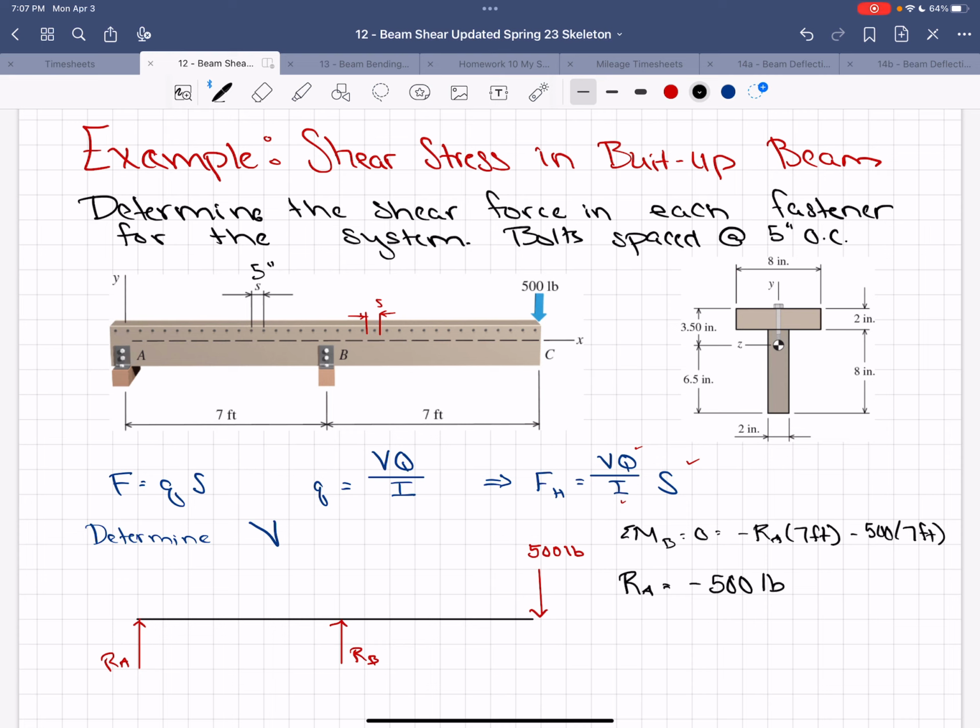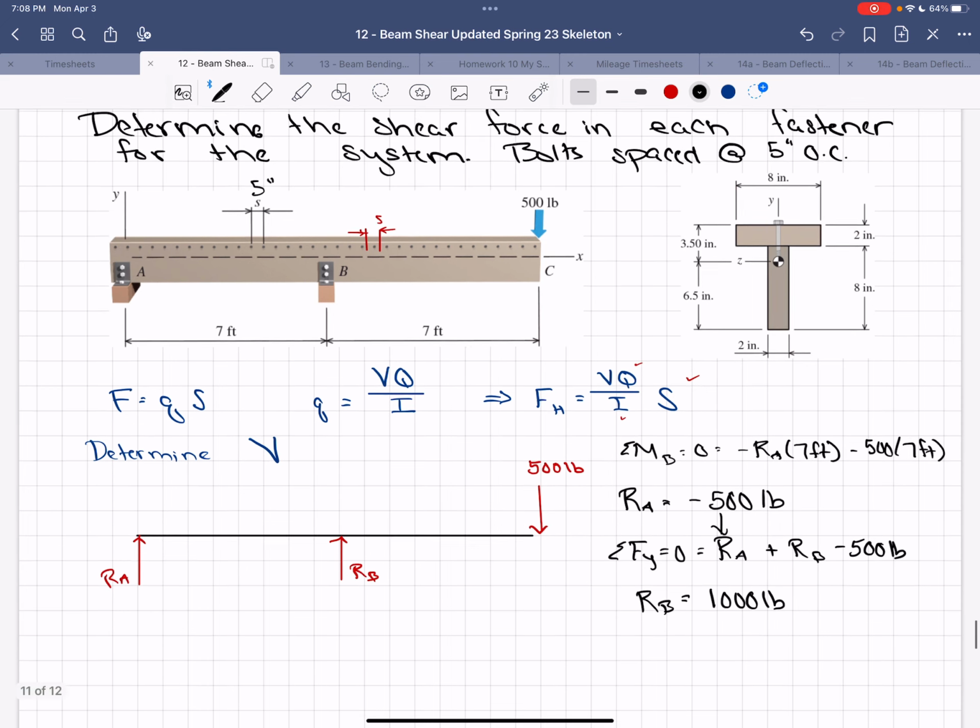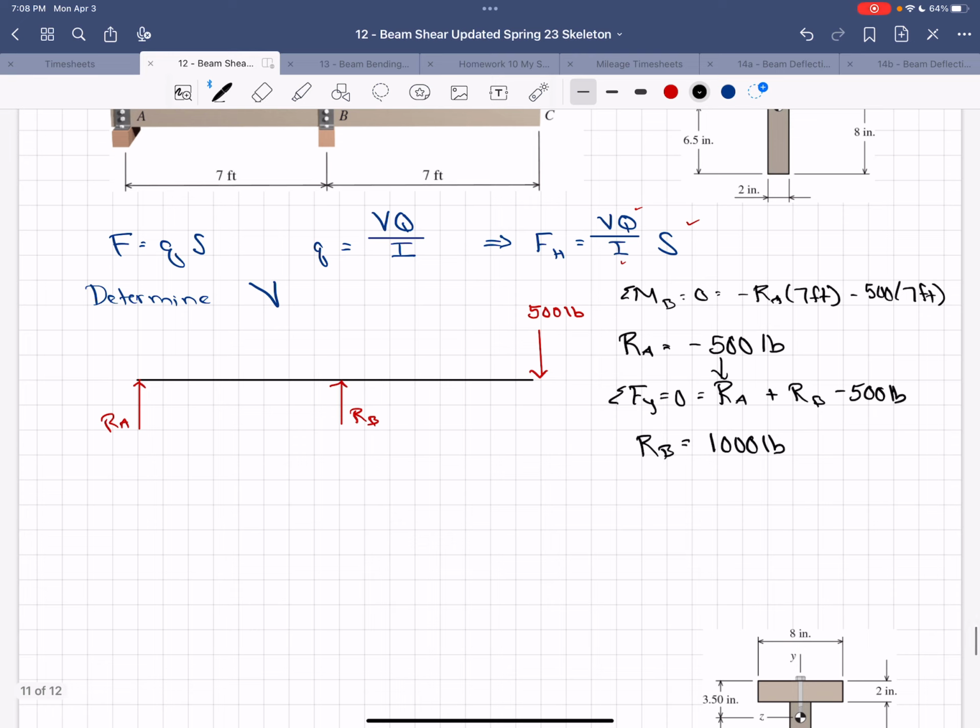Then we're going to sum forces in the Y. That equals 0, equals RA, which is negative 500, plus RB minus 500 pounds, and we get RB equals 1,000 pounds. Okay, so now that we know that, we can draw a shear diagram.